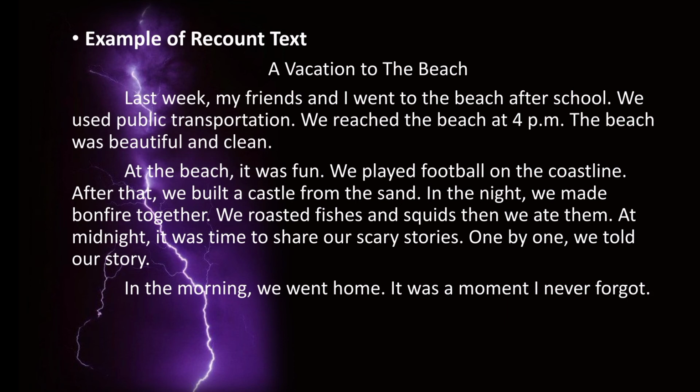In the night, we made a bonfire together. We roasted fishes and squids. Then we ate them. At midnight, it was time to share our scary stories. One by one, we told our story. In the morning, we went home. It was a moment I never forgot.